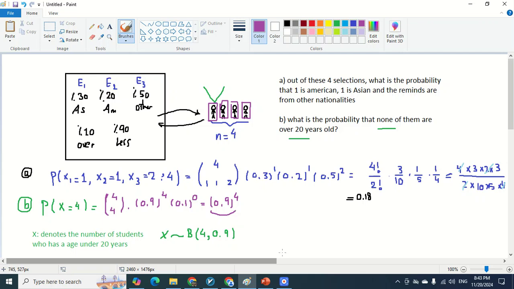So I will finish the course over here, and we will discuss the remaining parts, hypergeometric and geometric distribution, in the next lecture. Thank you for attending.